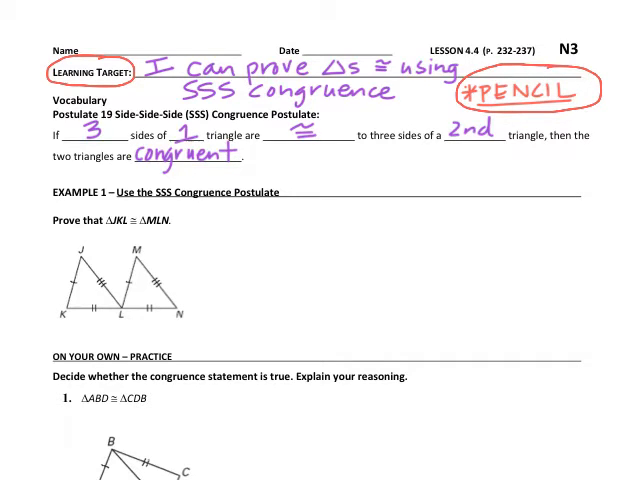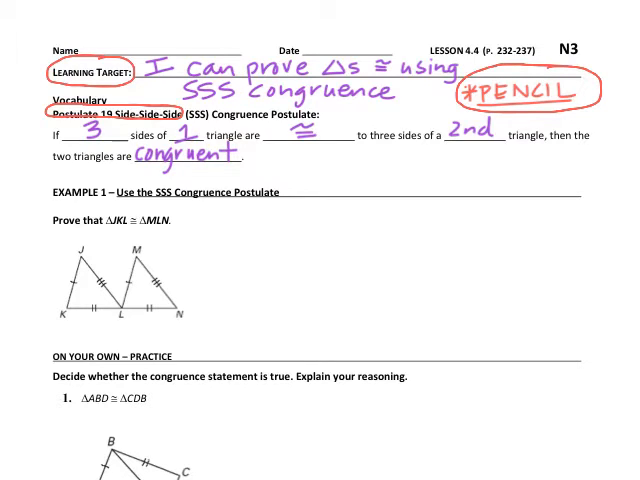And our first thing that we want to take a look at is the postulate, the side postulate. So as we work through our triangles unit, we're going to have several different postulates. This first one is going to be the side congruence postulate. And it states that if three sides of one triangle are congruent to three sides of a second triangle, then the two triangles are congruent.